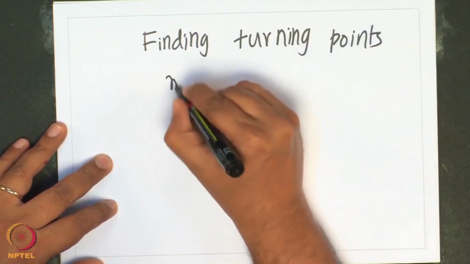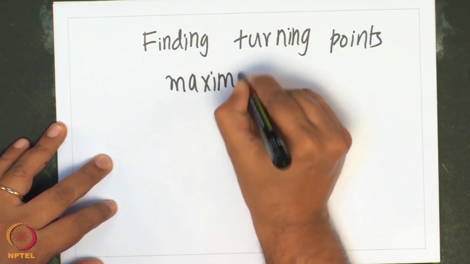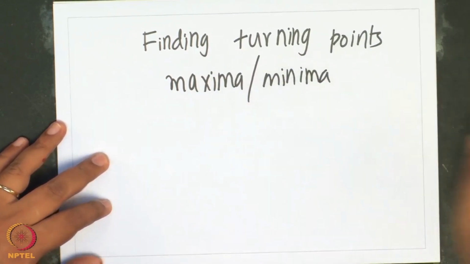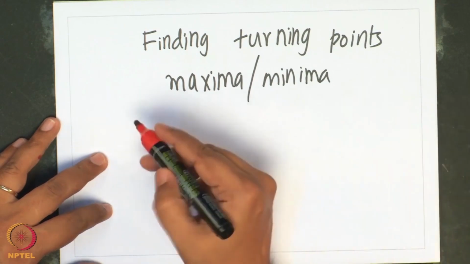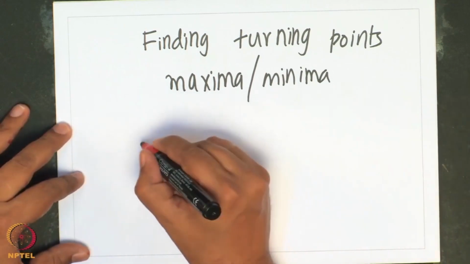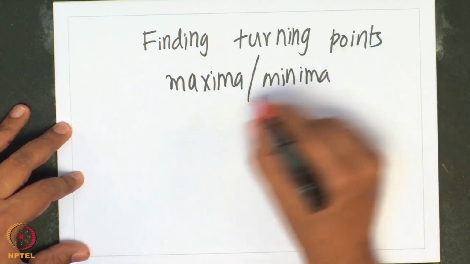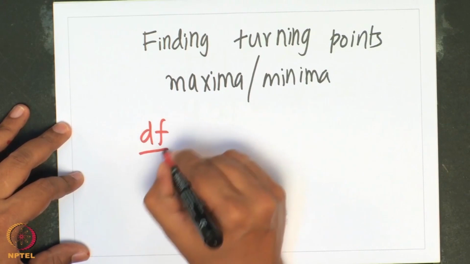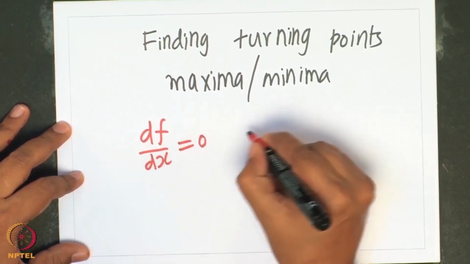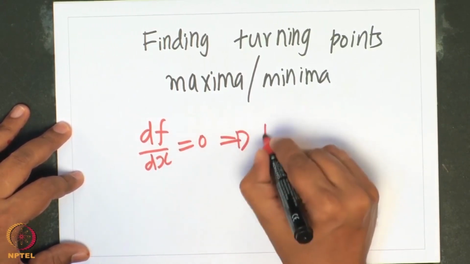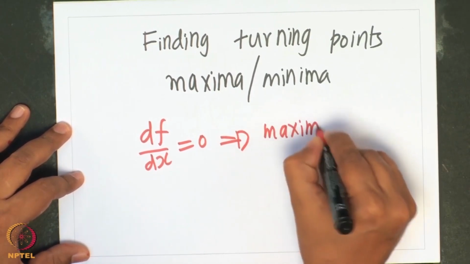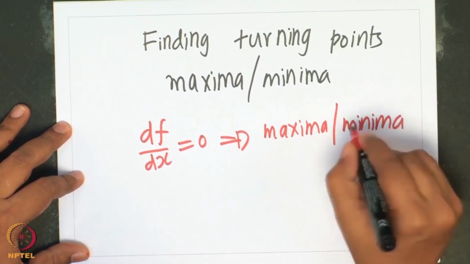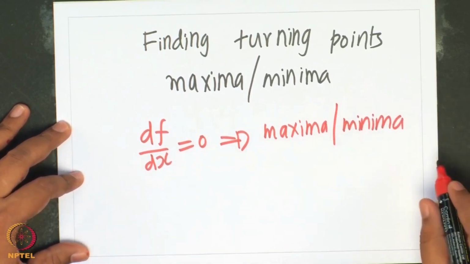In other words, maxima or minima. What we know is that wherever there is a maximum or a minimum, df by dx will be 0. This would imply maxima or minima. We do not know which it will be, but at both a maximum or a minimum, the first derivative will be 0.